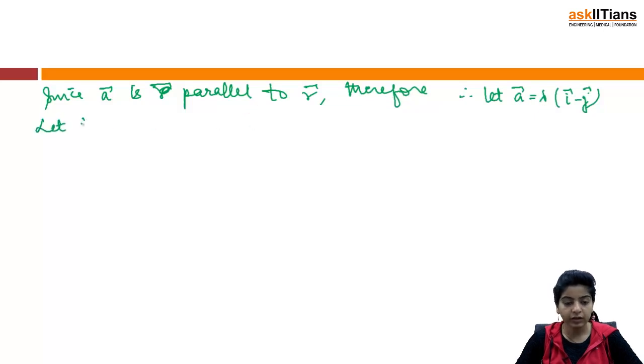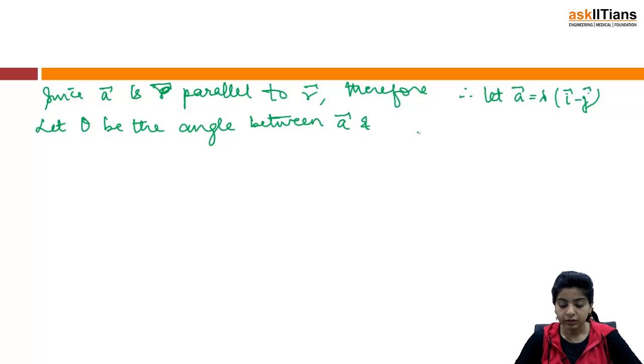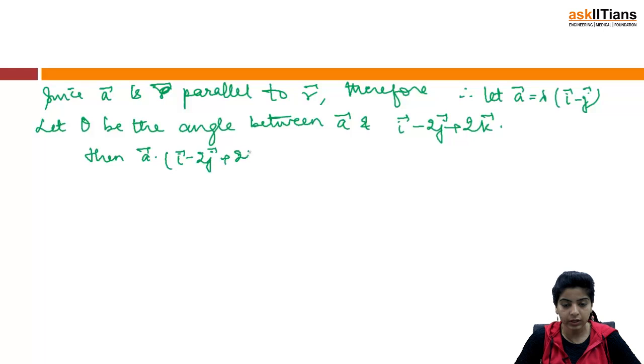Now we are required to find the angle, so we assume let theta be the angle between A and the vector given to us, which was i minus 2j plus 2k. Let theta be the angle between A and i minus 2j plus 2k. Then A dot (i minus 2j plus 2k) is equal to, this we have already discussed, again these formulae.